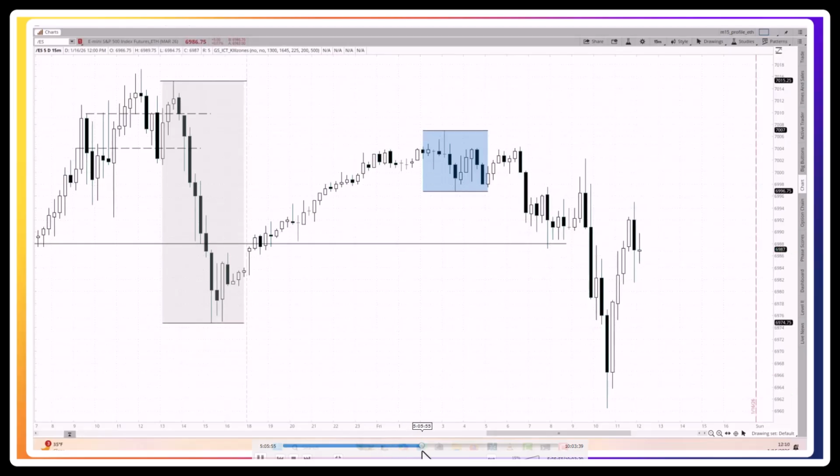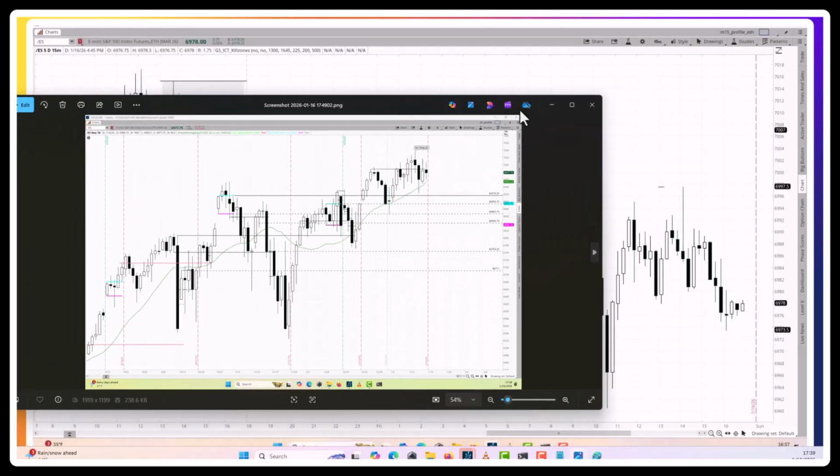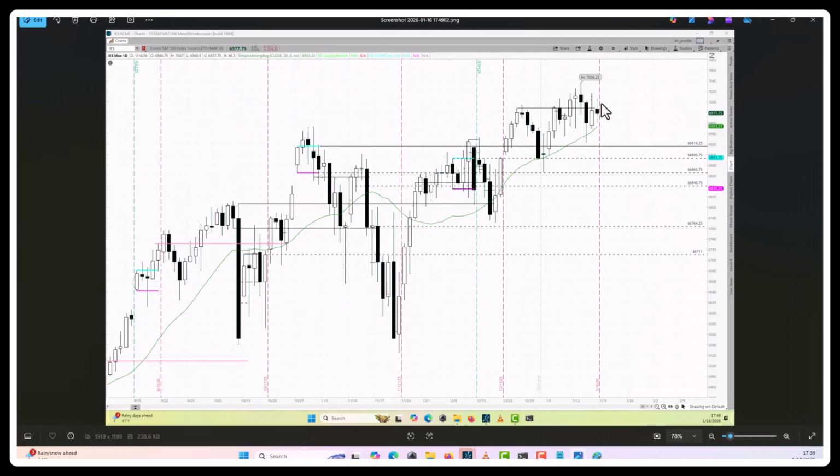Alright, continue to roll it. Boom, we go back to the open right there. And boom, that's it for the rest of the day on Friday. So let's close that level. Let's look at the daily at the end. So basically right here, we thought that it was gonna continue, but it's right there at the level. So we anticipate next week it's gonna go up. It touched the level twice, right there.